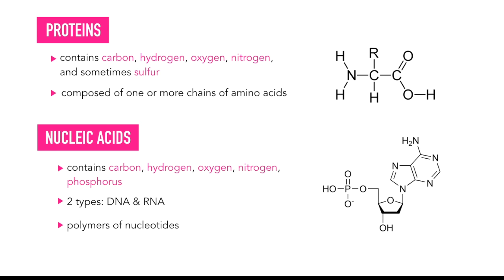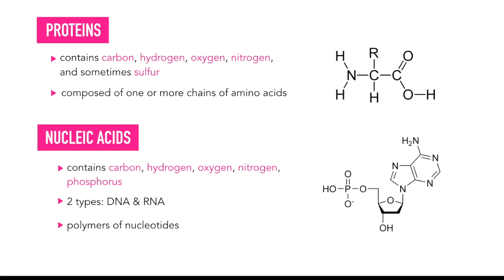Proteins contain carbon, hydrogen, oxygen, along with nitrogen and sometimes sulfur, and they are composed of one or more chains of amino acids, and the diagram on the right is an amino acid, and I'm going to talk about this later in this video. Nucleic acids are carbon, hydrogen, oxygen, and nitrogen and phosphorus bonded together.